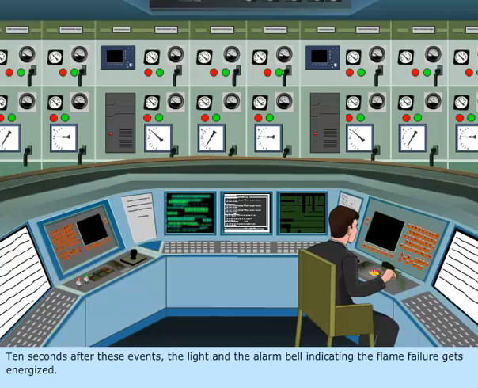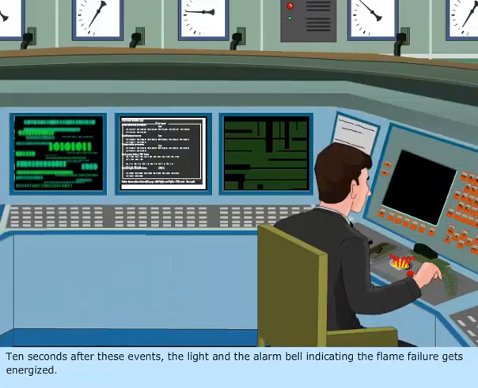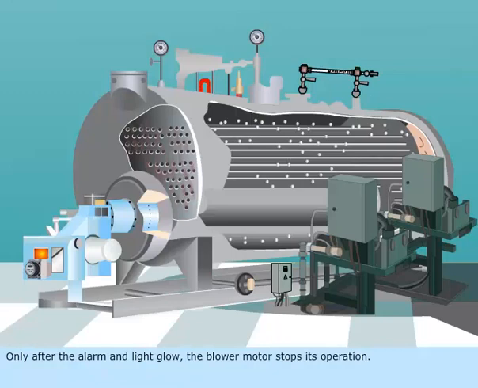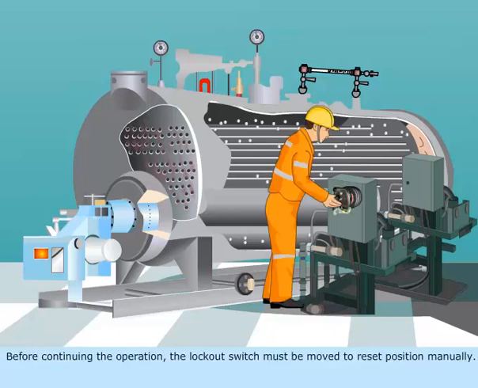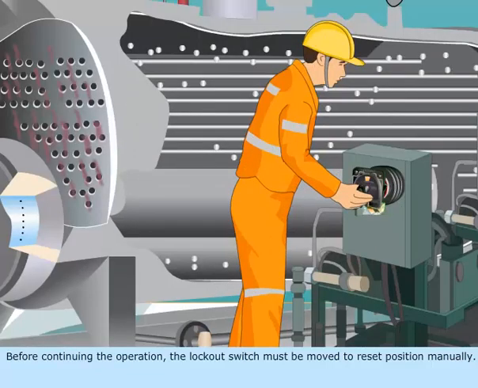10 seconds after these events, the light and the alarm bell indicating the flame failure gets energized. Only after the alarm and light glow, the blower motor stops its operation. Before continuing the operation, the lockout switch must be moved to reset position manually.